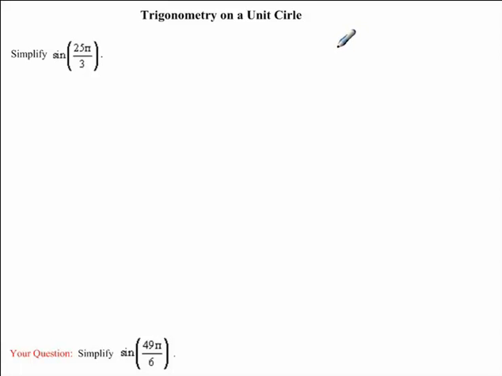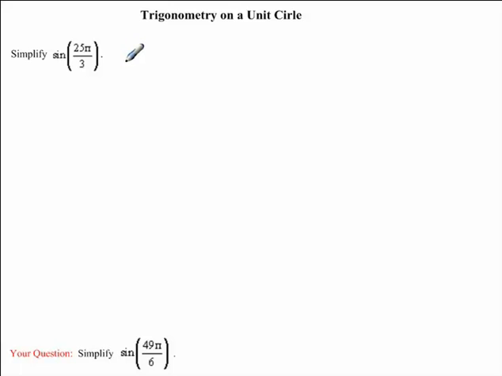In this mini clip, we're going to be discussing trigonometry on a unit circle. While we answer this question together, you'll be solving the similar problem on your own using the same technique. We are asked to simplify sine of 25 pi over 3. We're going to solve this question by graphing our terminal arm on the quadrant plane.